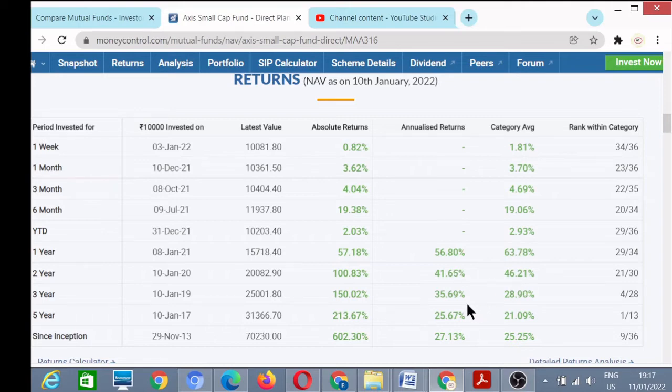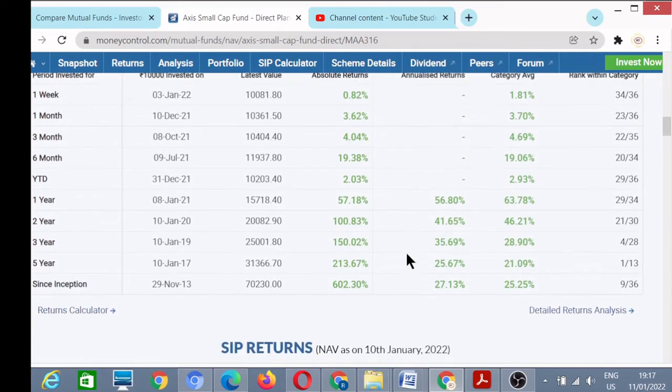Then in the last 3 years the fund has beaten the category. Then in the last 5 years also the fund has beaten the category. Since inception the fund has also beaten the category. So in a longer time horizon the fund has given good performance as compared to the category. This was the performance of the fund if you had invested in lump sum.